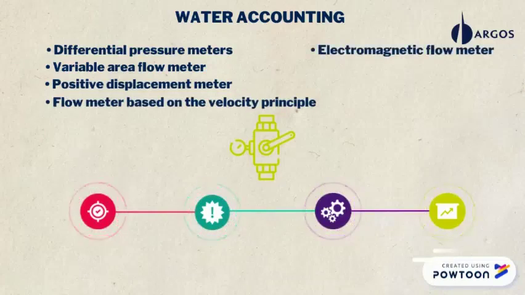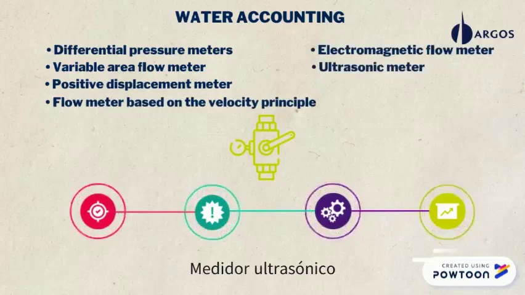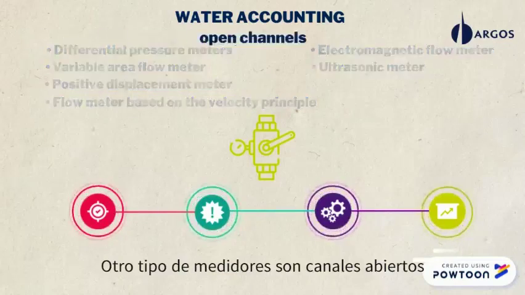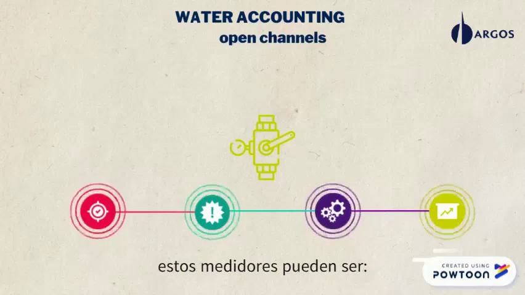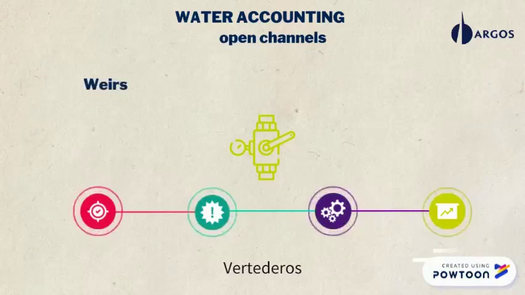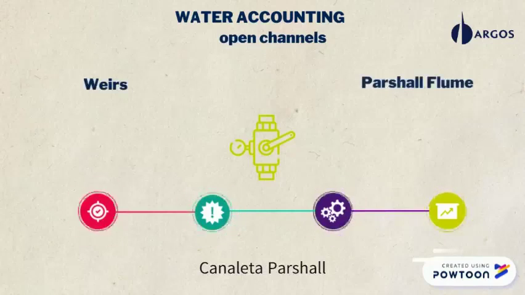electromagnetic flow meter, ultrasonic meter. Other types of meters are open channels. These need to be built and installed properly. These meters could be weirs, partial flume.